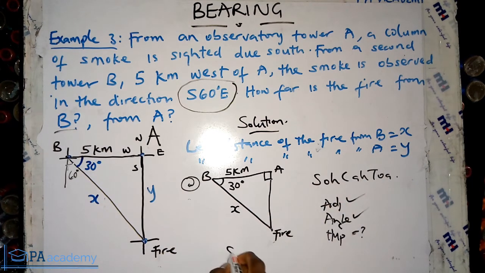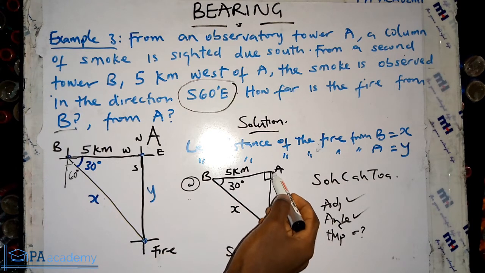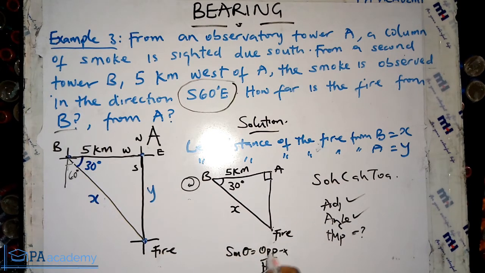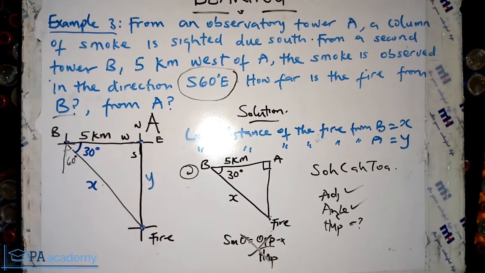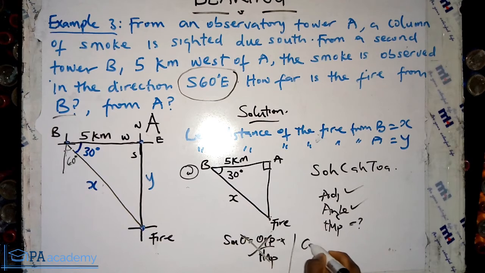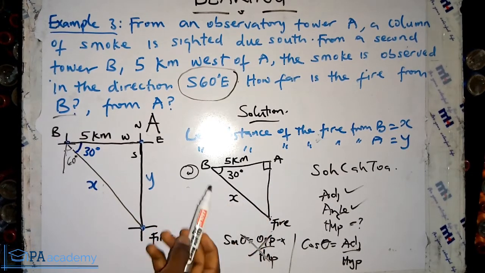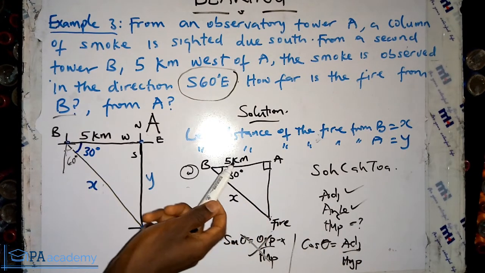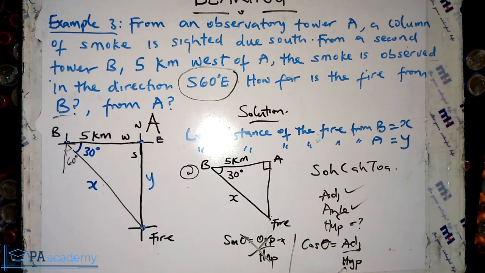If you decide to use sine theta, which is opposite over hypotenuse, we don't know the value. The opposite is not given. So that means we cannot use sine theta. Now let's look at the next one, which is cos theta equals adjacent over hypotenuse. Look at the diagram. The adjacent is 5 kilometers. It is given. What about the hypotenuse? The hypotenuse is what we are looking for. So that means we can use cos theta.